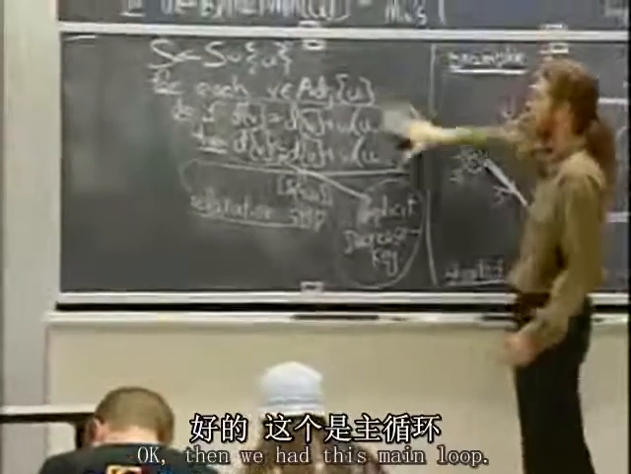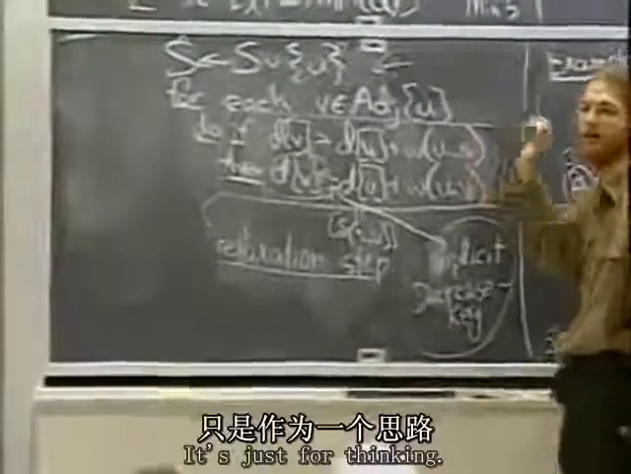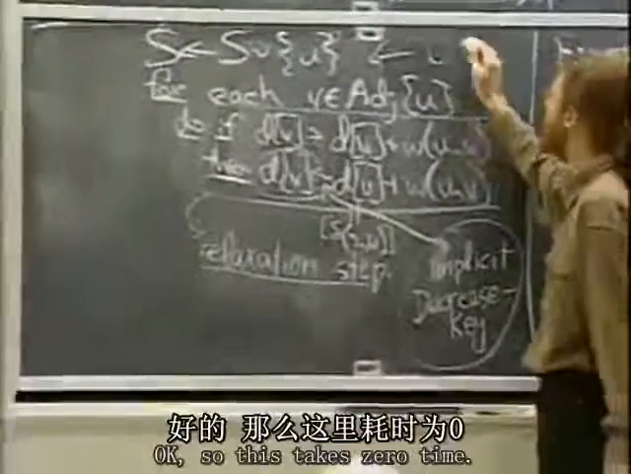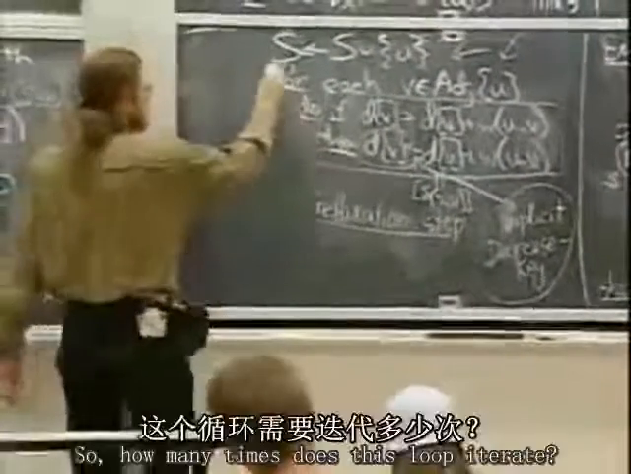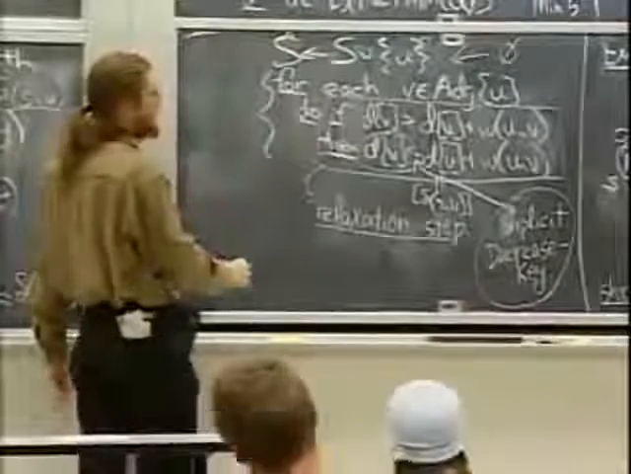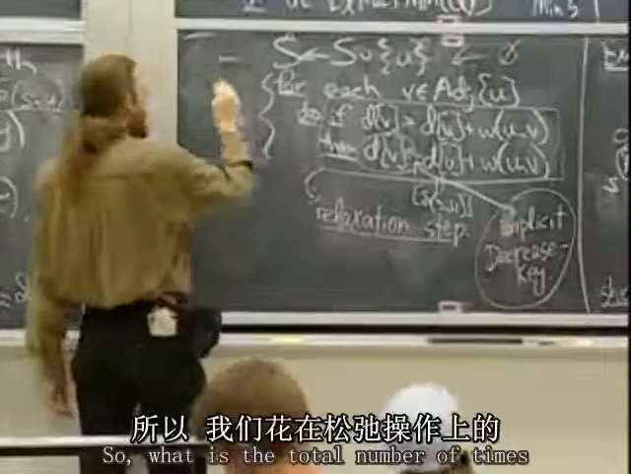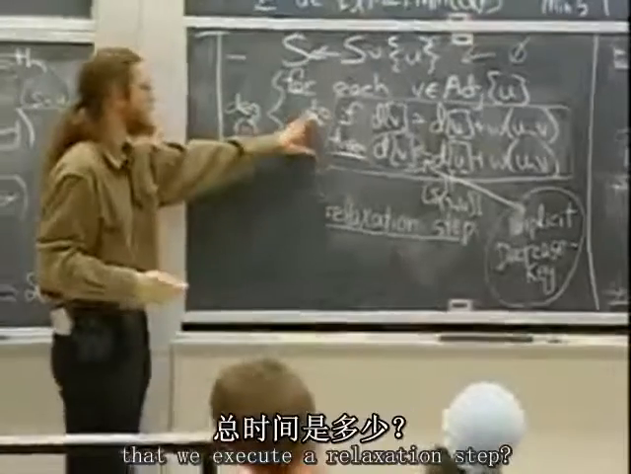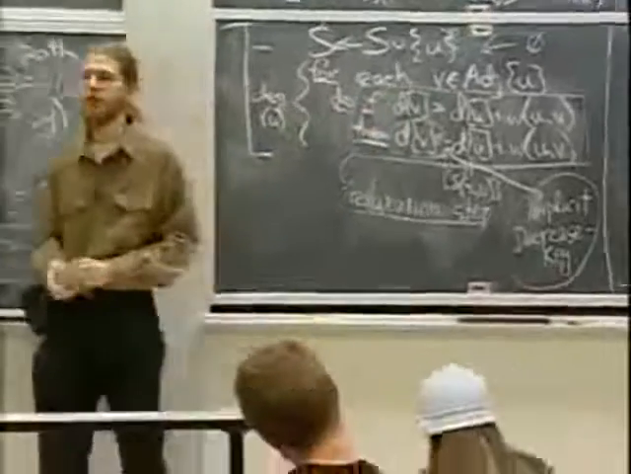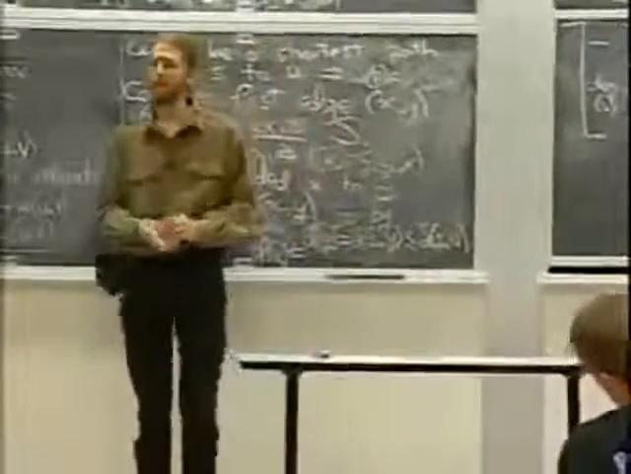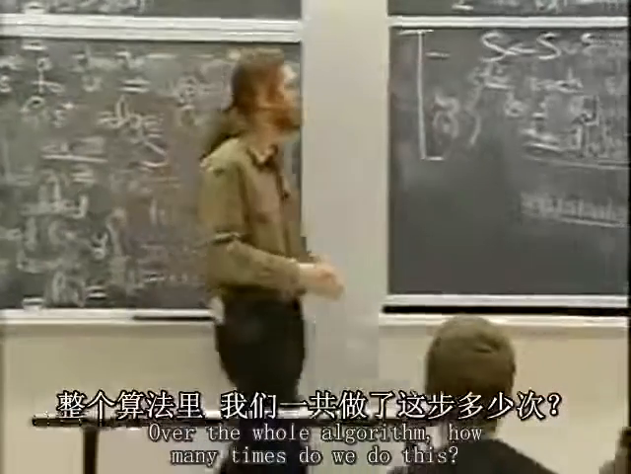Okay, then we had this main loop. I mean, this is a completely conceptual operation. S is not actually used in the algorithm. It's just for thinking. Okay, so this takes 0 time. Gotta love it. Okay, and now the heart is here. So how many times does this loop iterate? That's the degree of u. So what is the total number of times that we execute a relaxation step? Doesn't necessarily mean we do this, but we at least execute this body. Over the whole algorithm, how many times do we do this?